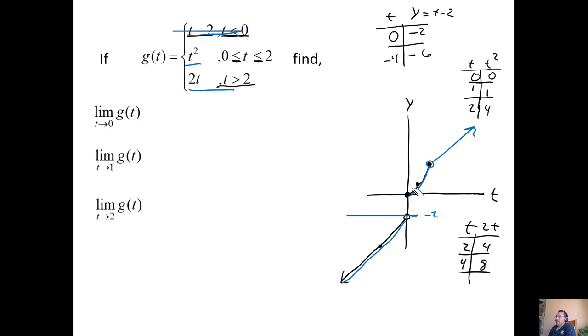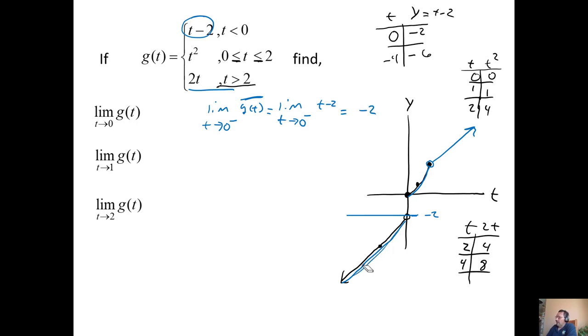So to do it analytically, because 0 is an input where you change formulas, what you need to do is take the limit as t goes to 0 from the left of g of t. Now, because we're coming in from the left, that means we're only using values that are less than 0. And so then we don't have to write g of t, we can write what the formula is. The formula is t minus 2. So this is the limit as t goes to 0 from the left of t minus 2. That's a simple polynomial expression. You can plug it in, we get negative 2.